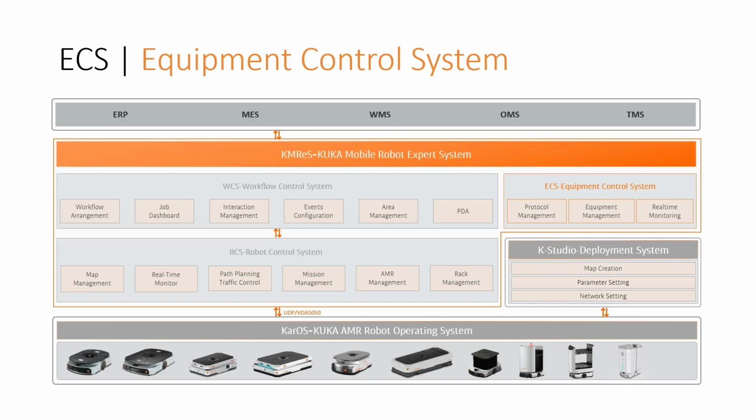I want to go to the ECS now. ECS is the equipment control system. This is again where we are interfacing to external devices, appliances that you mount on top of the platforms, conveyors, lifts. It's where you can talk to external equipment, PLCs, using Modbus, using Ethernet IP, using OPC UA, and it's where you can monitor.